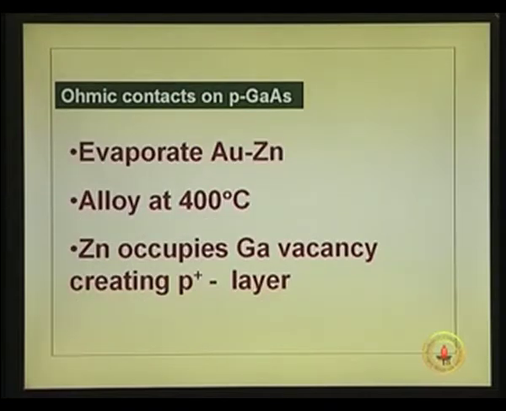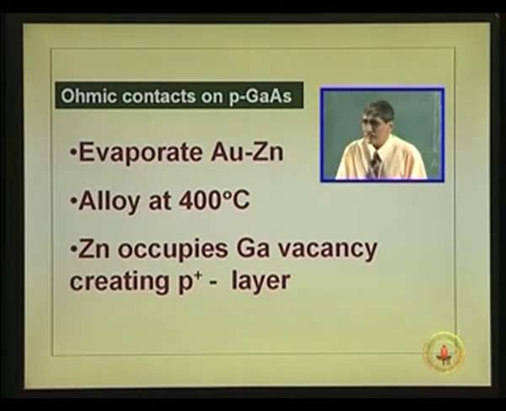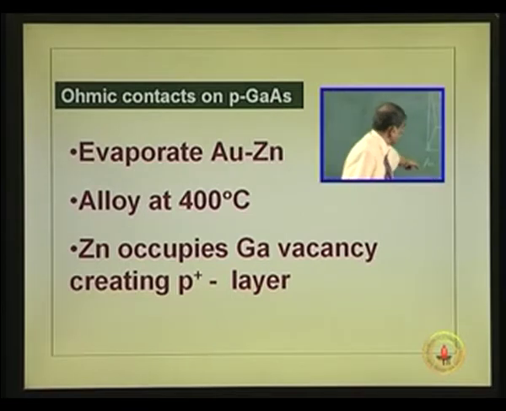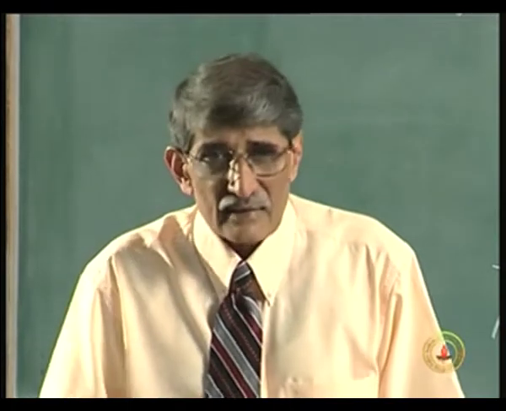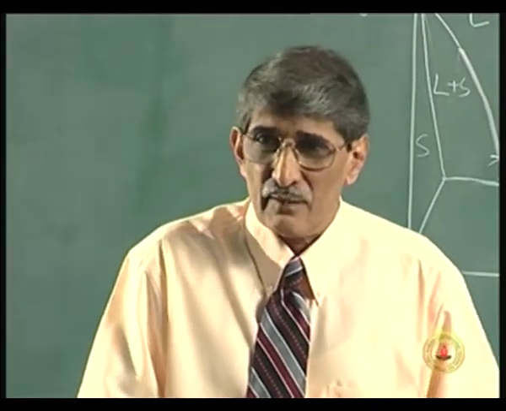What about p type? In fact, even in p type, if you want to make a good contact, you better make it p plus. The moment you make it p plus, the barrier thickness becomes very small. As a result, the effective barrier height becomes very small. Okay. So, what you do is, instead of gold germanium, you put gold zinc. Zinc, some percentage is there, not exactly 12, slightly different. You get actually alloys of gold and zinc, you can buy it. You can buy gold germanium alloys.